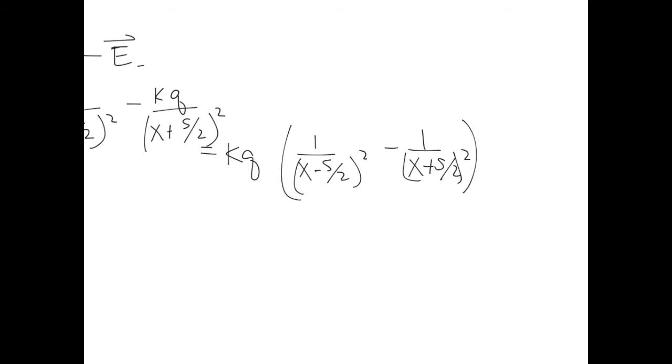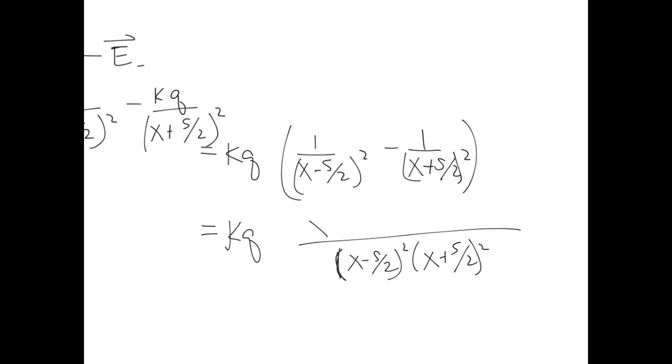There is something educational to be gained by simplifying it further. So I'm going to combine these two into one big fraction. If I factor out this kq, I've got 1 over x minus s over 2 squared minus 1 over x plus s over 2 squared. I'm going to put them over a common denominator, x minus s over 2 squared, x plus s over 2 squared. And then on the top, you've got to multiply those denominators across.